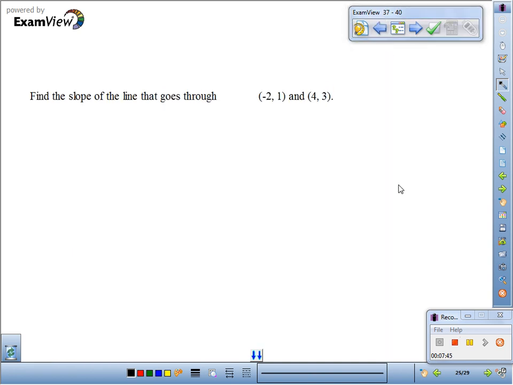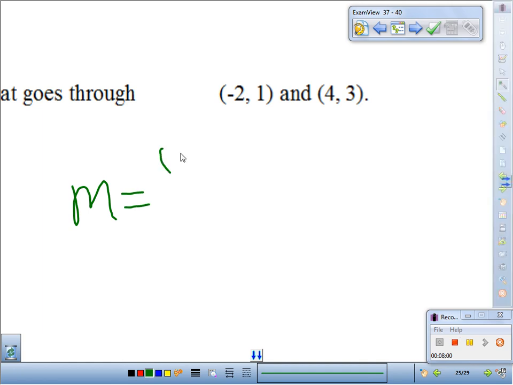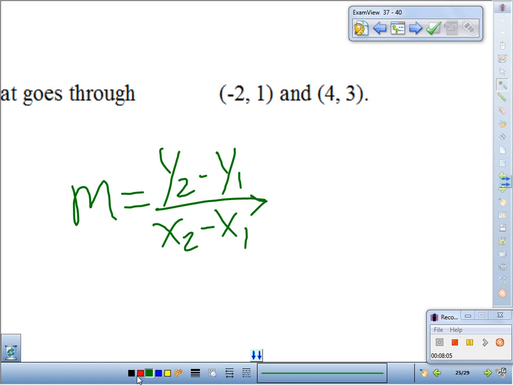All right, let me go to number 37. Let's go to 37. I'm going to zoom in. It says, find the slope of the line that goes through negative 2, 1, and 4, 3. Here it goes. Slope equals y sub 2 minus y sub 1 over x sub 2 minus x sub 1. And when did we do this one? In the warm-up today, yes? So this is number 2 on the warm-up. So therefore, I'm not going to go over this one because I'm already going to upload the video of the warm-up from this morning. Okay? So let's go to number 36.